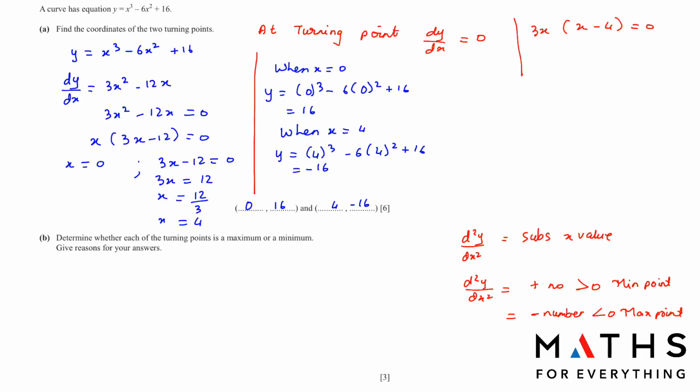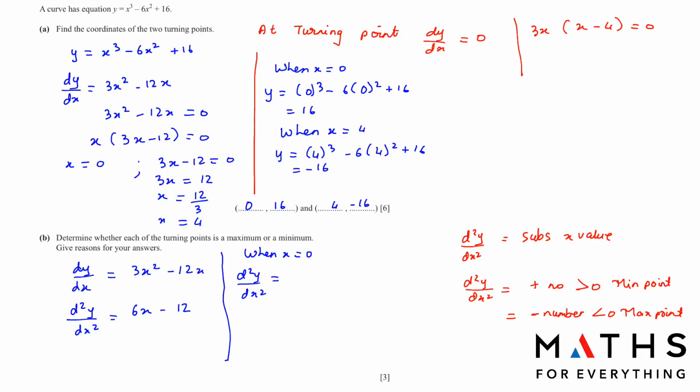So very easy, we have already differentiated it. Let's write down the differentiation here. dy over dx is equal to 3x squared minus 12x. This will give us 6x minus 12. Now to find whether it is a minimum or maximum point. When x is 0, your d2y over dx2, when you substitute it, you will get negative 12. It is less than 0.